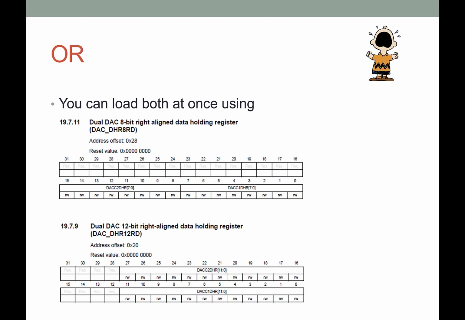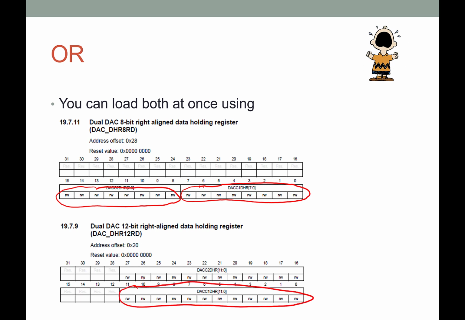Okay, so what about the output register? It says here you can load both at once using the dual DAC 8-bit write-align data holding register. So this is one of them, and this is the other one. So that's the two DACs' data holding register. You put the data there, and if you want to do it for 12-bit conversion, you'll do it there.